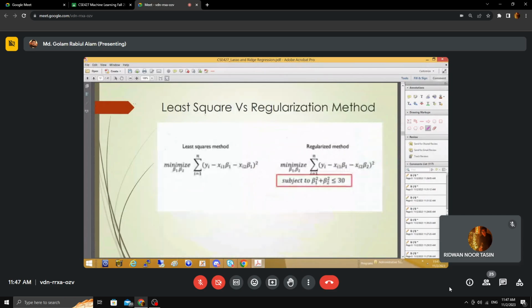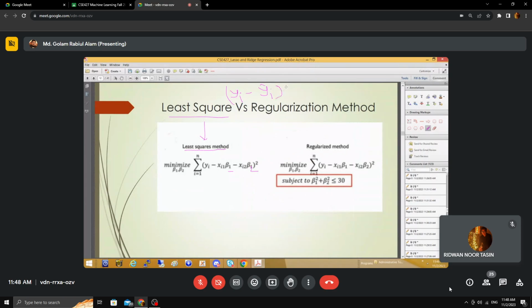Now for the least square method, that is the normal linear regression, we can apply the least square method or we can apply gradient descent. So originally, if we have just beta 1 and beta 2, what we have already seen is yi minus yi hat, and then squared.